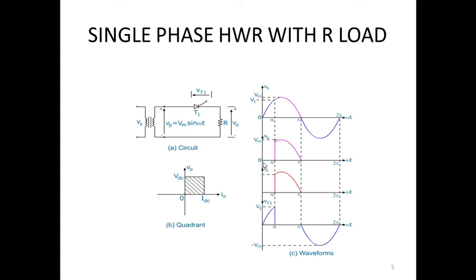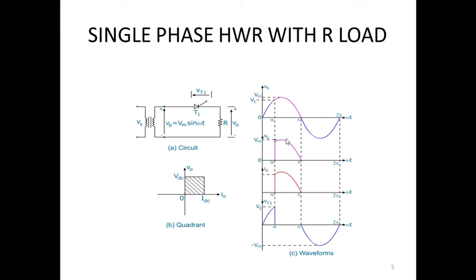Firing angle is defined as the angle between the zero crossing of the input voltage and the instant where the triggering pulse is given to the thyristor. That is said to be the firing angle of the thyristor, mentioned as alpha here.